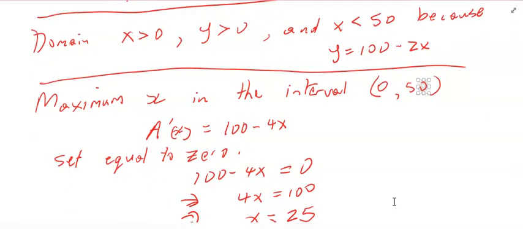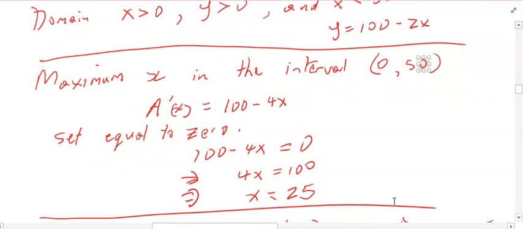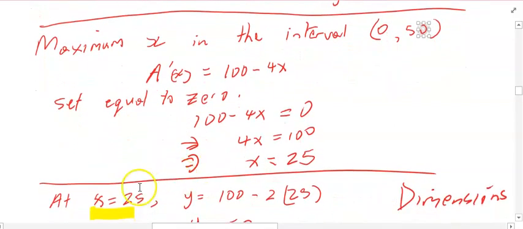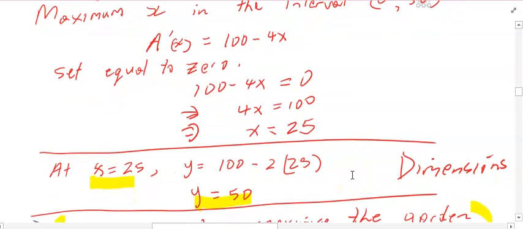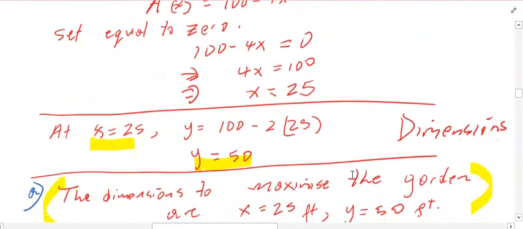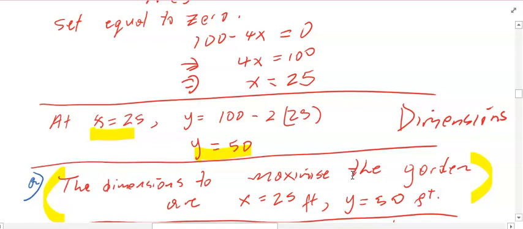to 25. We found x, we want to find y. Plug x equals 25 into y is equal to 100 minus 2x, that's y equals 100 minus 2 times 25, so y will be equal to 50. The dimensions here are our length and width. The dimensions to maximize the garden are x equals 25 feet and y equals 50 feet.